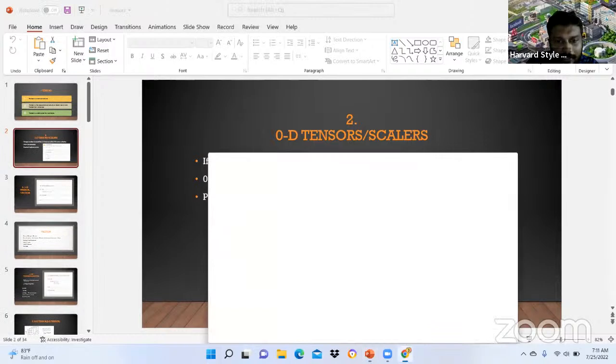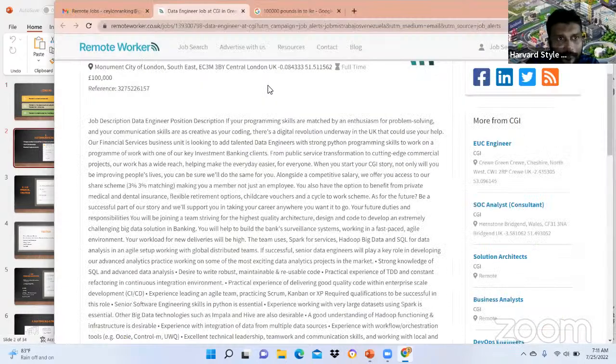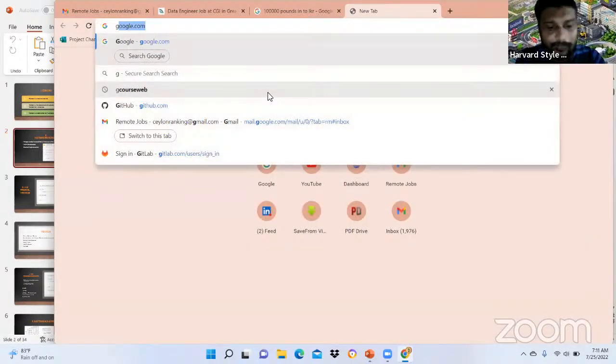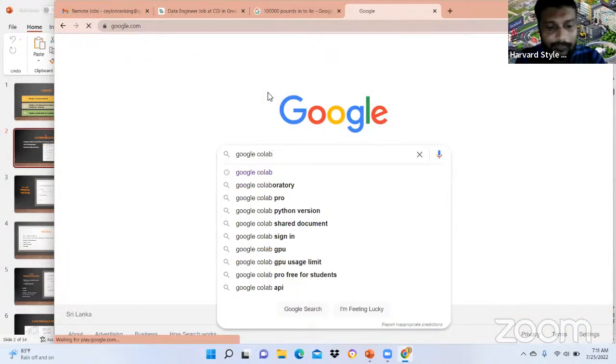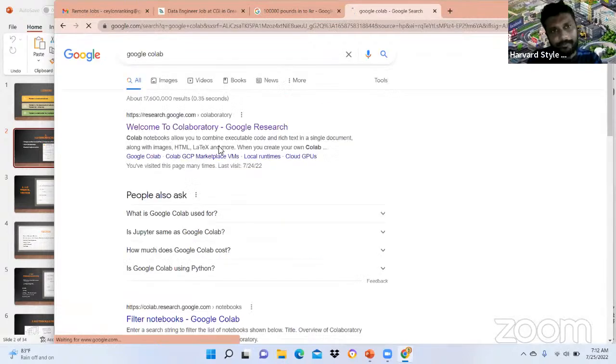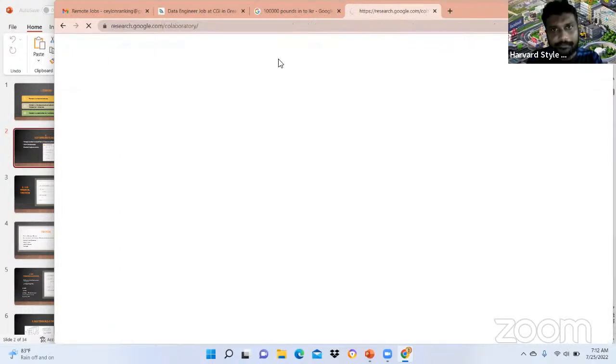It will go to the Google Colab and we'll get this one. Google Colab. Google Colab. Right, take a new notebook.